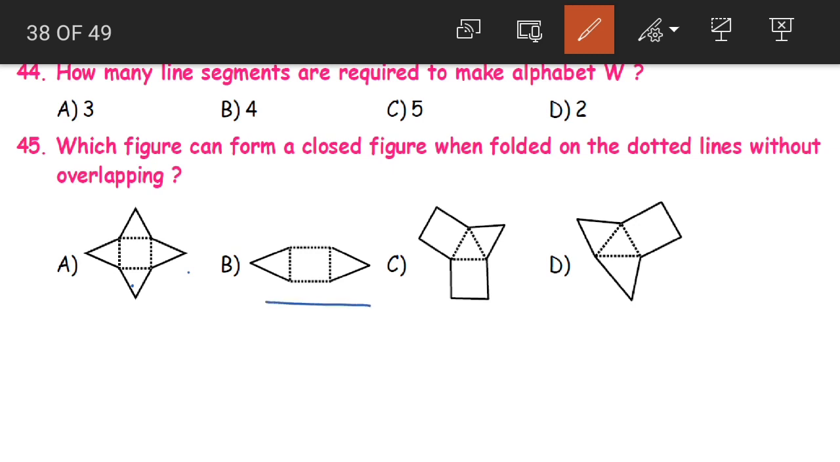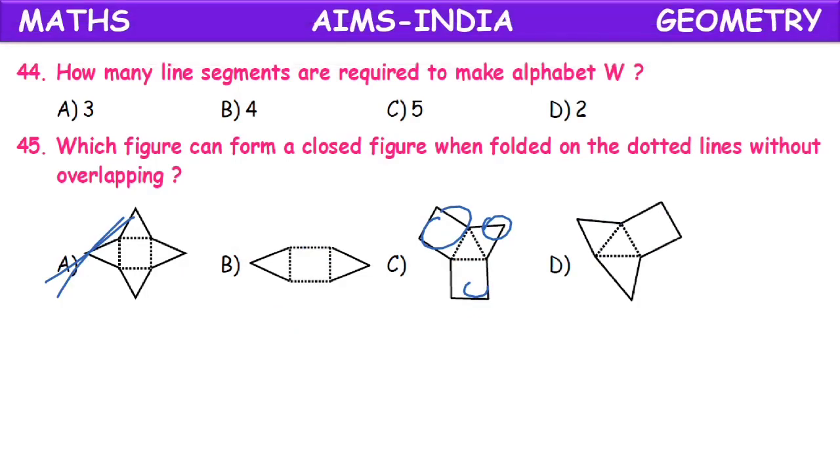When you fold the figure B, only these two will be closed. This side and this side there is no paper, so it will become an open figure. We want a closed figure. Now C and D both form closed figures, as they have sides on all 3 sides, but they will overlap each other, children. The sides overlap each other. So only option A is our correct answer.